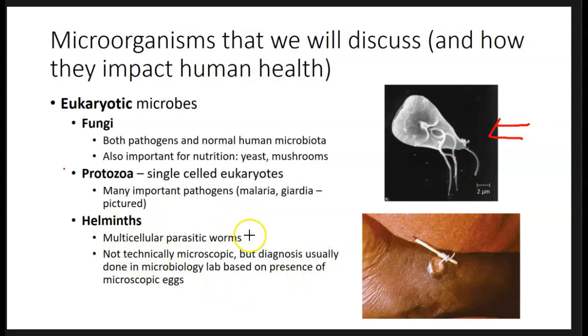Helminths are multicellular parasitic worms. As you can see from this picture here, a guinea worm being pulled out of an infected wound, they're not actually microscopic. They're often big enough to see with the unaided eye. But their diagnosis in many settings is done by a microbiology lab, and their identification of their eggs in an infected person.